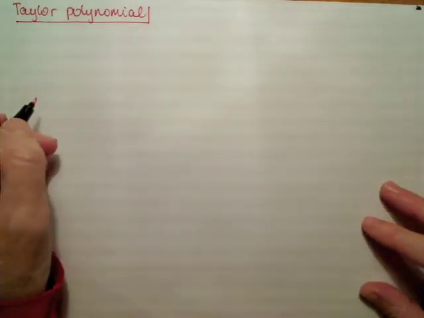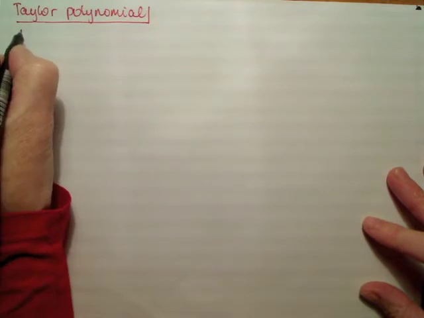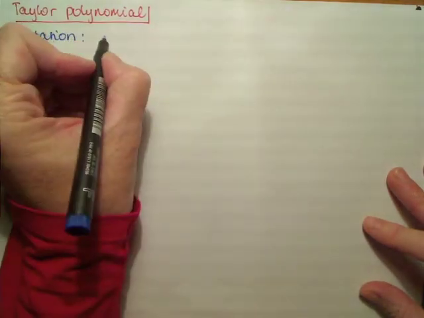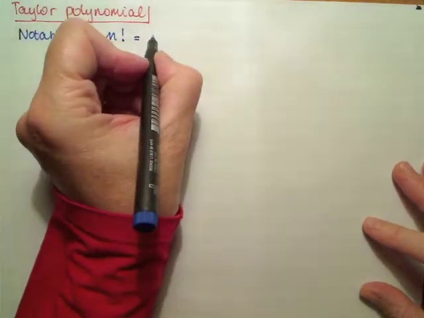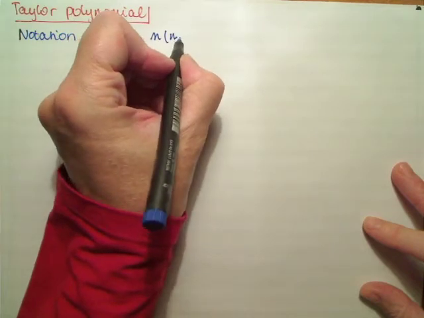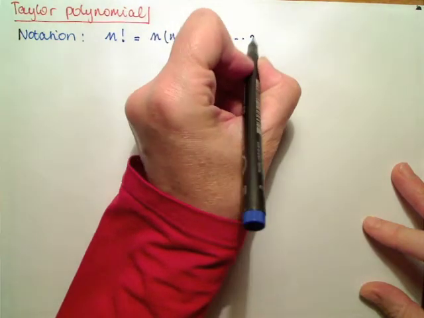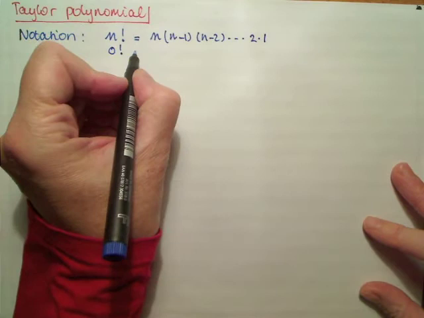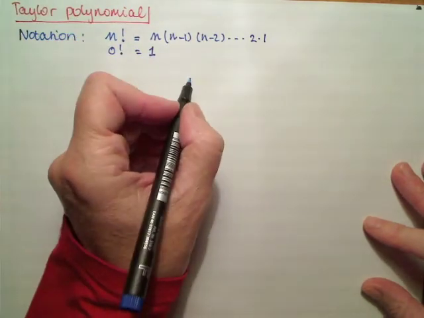So now I will give the general construction, and to do so I need some notation, and this notation is the following. It is the notation n factorial, which means the product of n times n minus 1 times n minus 2 up to 1. And in order to be consistent we have to define 0 factorial to be equal to 1.